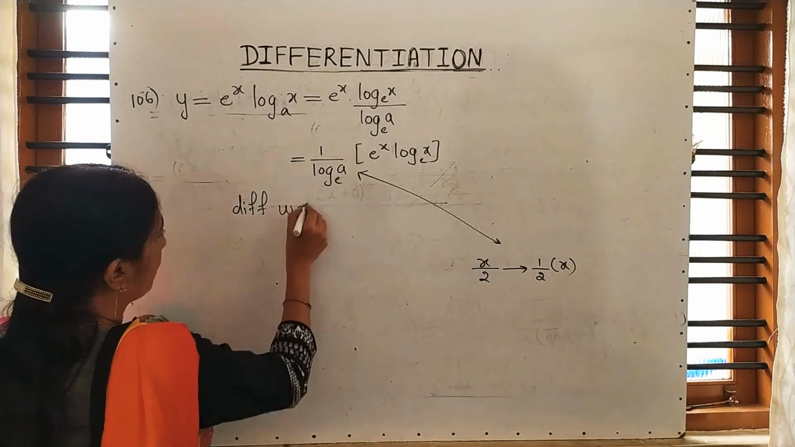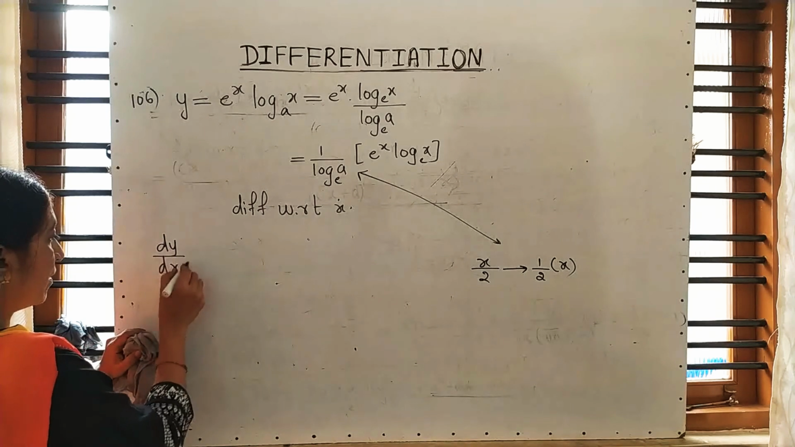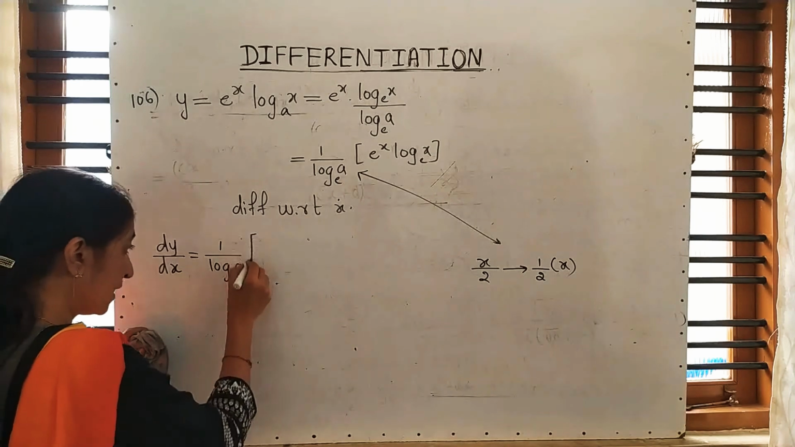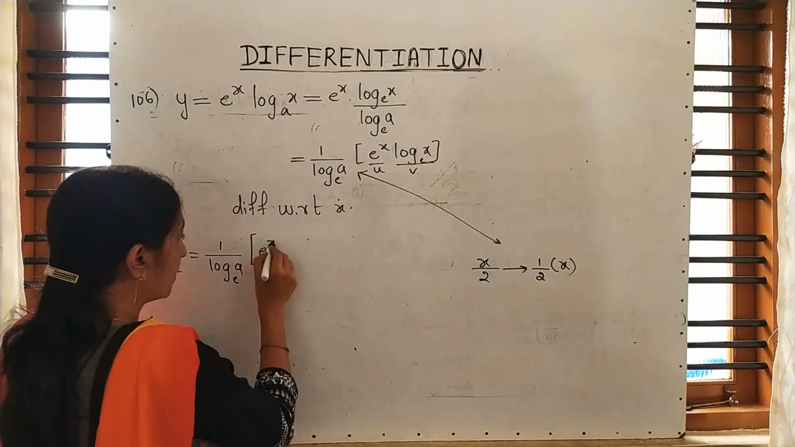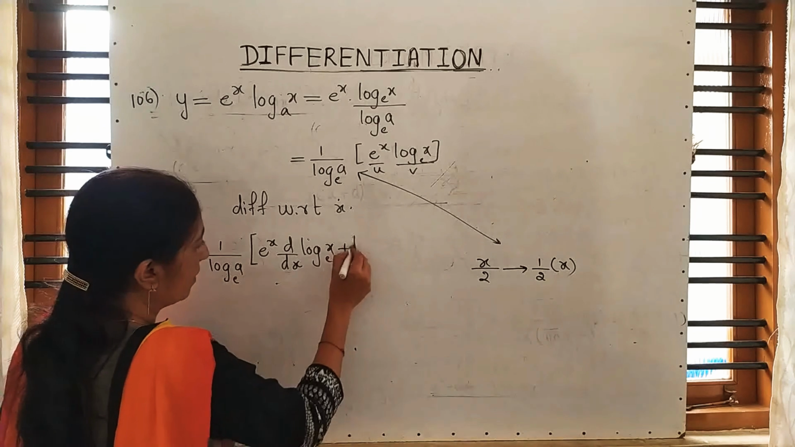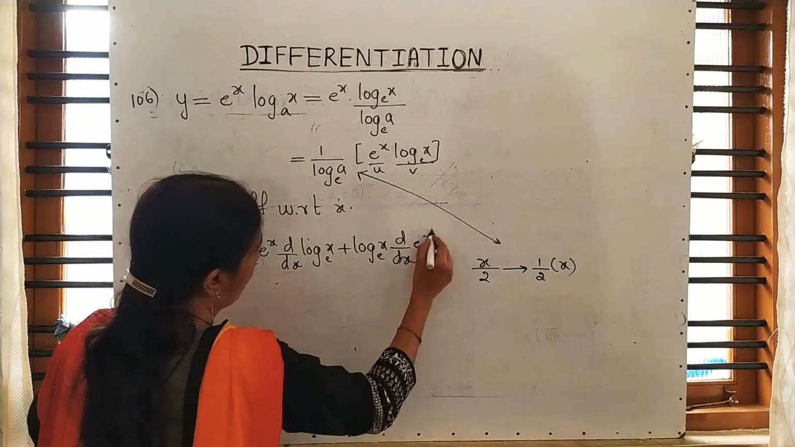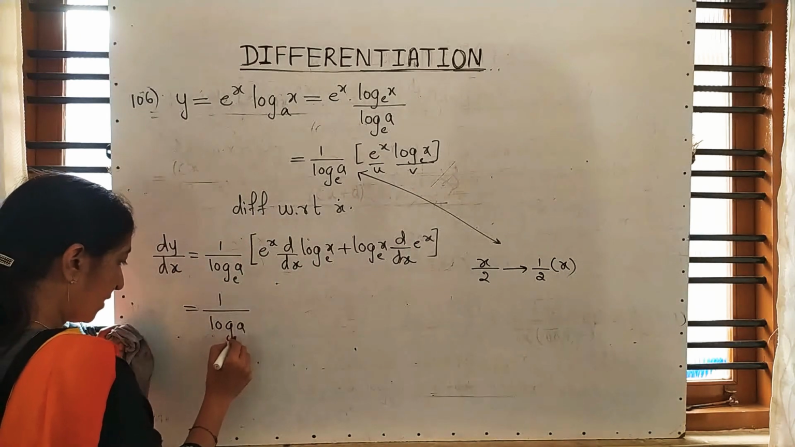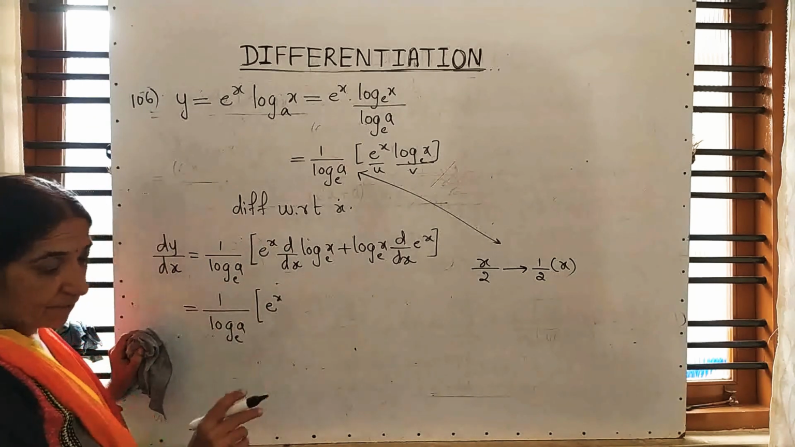Differentiating with respect to x. dy upon dx is 1 by log a to the base e as it is. In the bracket, I wrote u into v. This is u, this is v. e raised to x, differentiation of log x to the base e, plus log x to the base e into differentiation of e raised to x. Here 1 by log a to the base e is constant, as it is. This is before differentiation in the bracket.